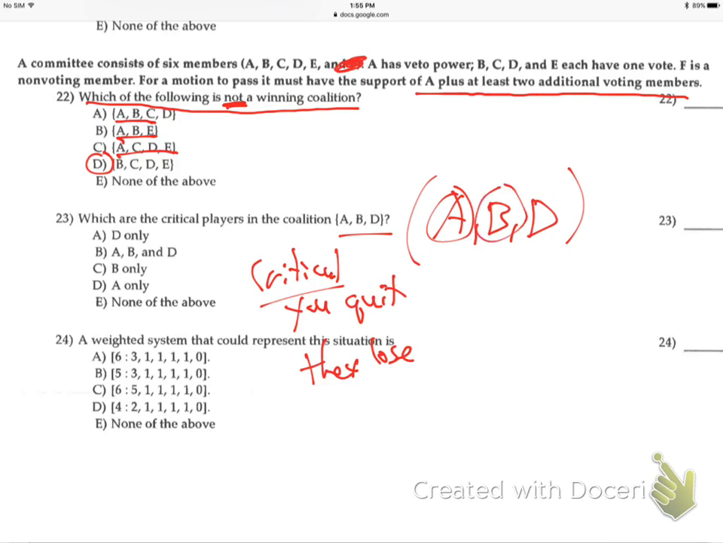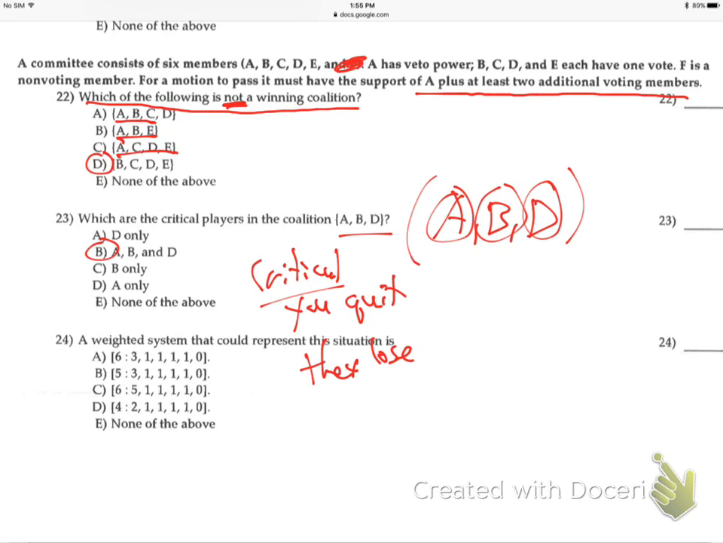So if A quits, they don't have A. He's critical. What if B quits? Do they lose? Yeah, because they got to have A and 2 others, and they'd only have A and D in that case. And same reason D's critical. They're all critical, aren't they, in that team? Because you got to have A and 2 others. So A, B, and D are all critical.